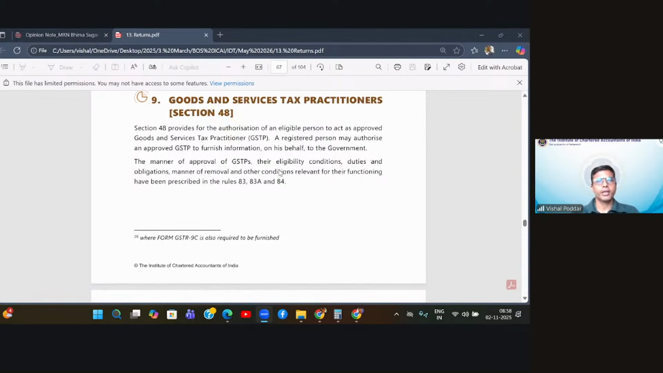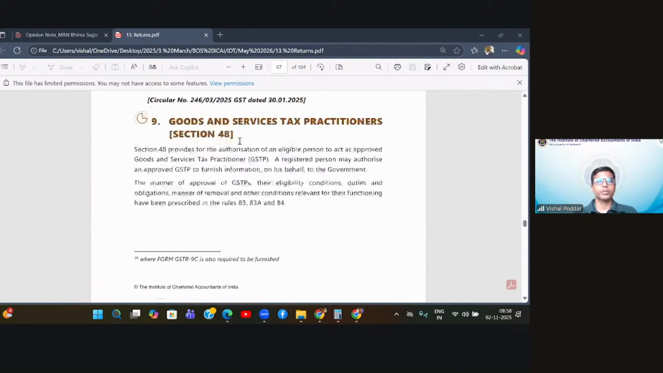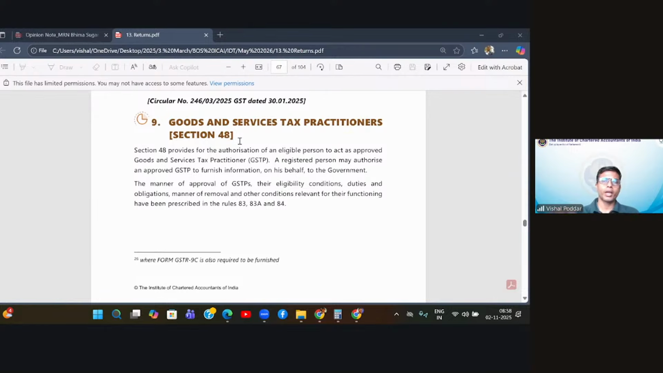So now we'll take our break of 15 minutes. We meet around 9:15. Only a very small part is left about GST practitioners, and one more small part is left. So that we will complete today so that this chapter is concluded. Fine. So let us meet after a break of 15 minutes. You all can also have your breakfast if it is pending. And we meet at 9:15.